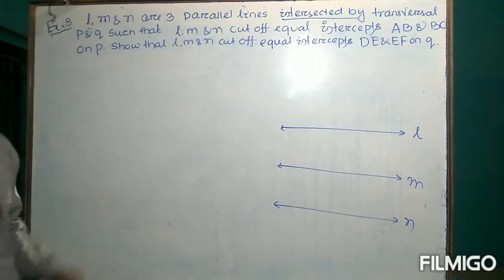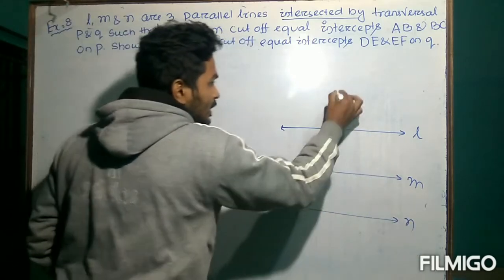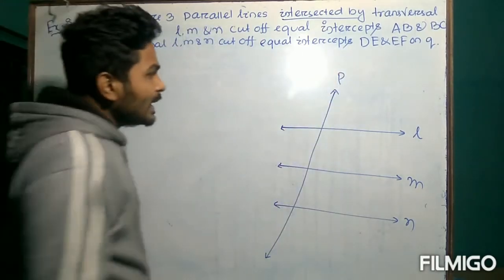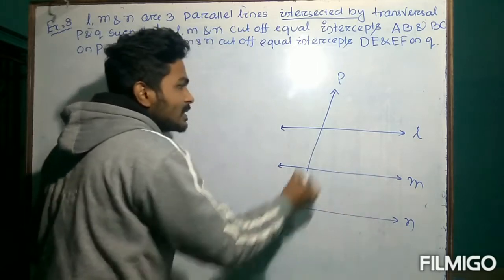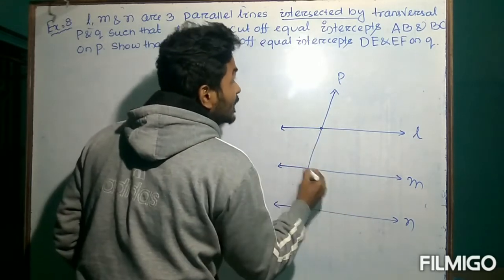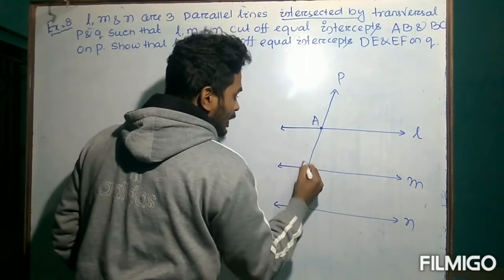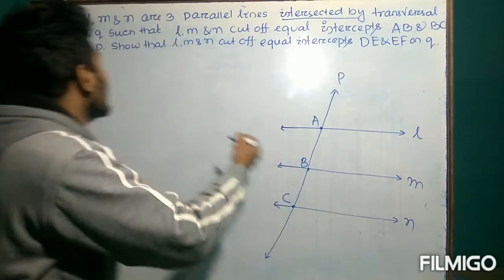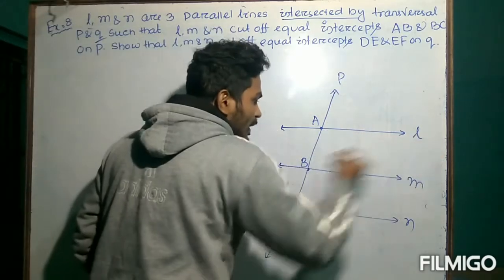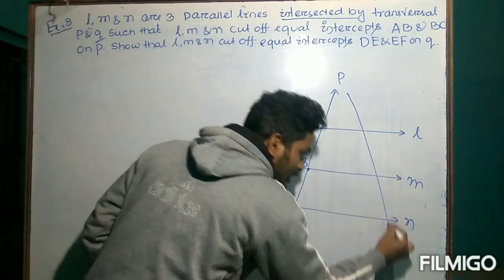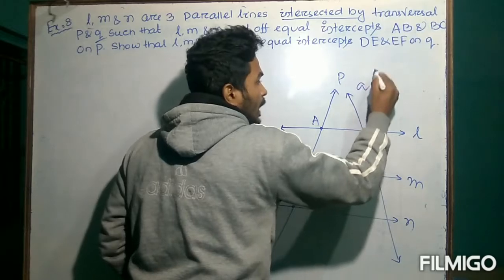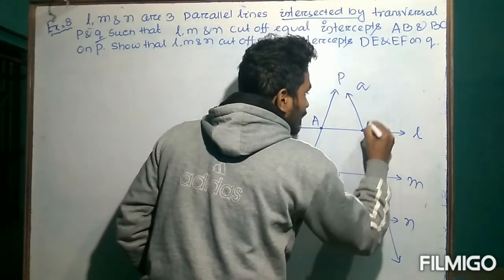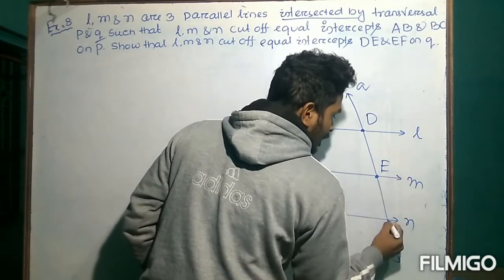They are intersected by two transversal lines P and Q. Let's say these three parallel lines are intersected by a transversal line, and the name of the line is P. This line intersects all three parallel lines at three distinct points, A, B and C. There is another transversal line Q, which also intersects all three parallel lines at three distinct points, D, E and F.